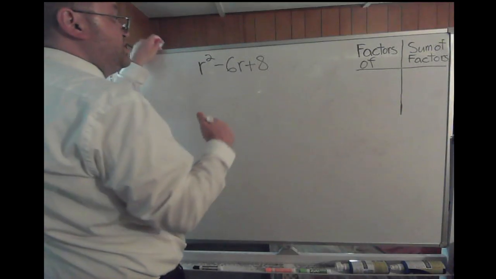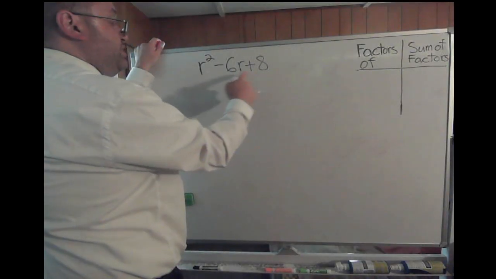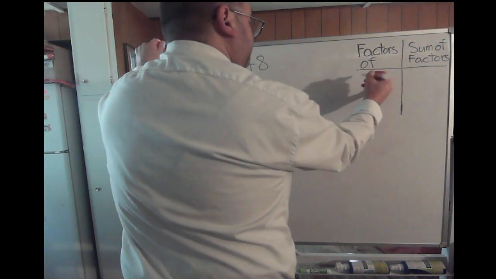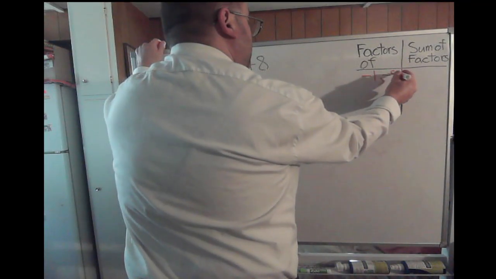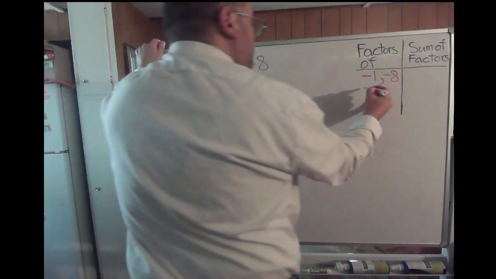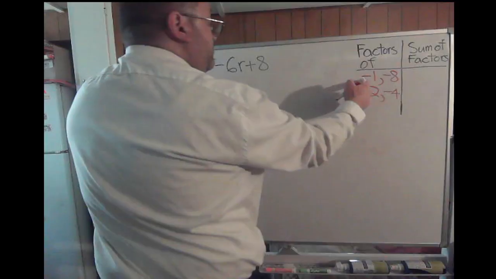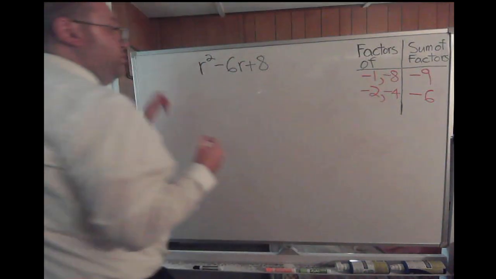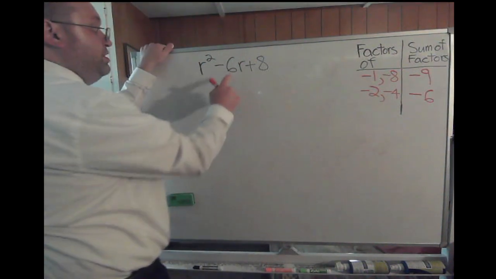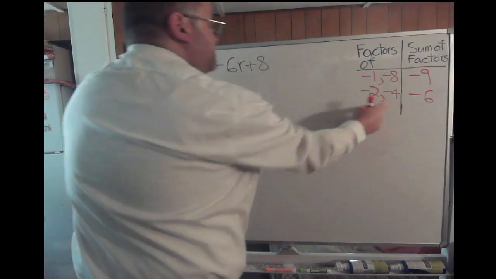So what are factors of 8 that, when you add them together, will give you negative 6? Well, you have negative 1 and negative 8. We want some negative factors. Then you have negative 2 and negative 4. Well, if you add negative 1 and negative 8 together, you get negative 9. You add negative 2 and negative 4 together, you get negative 6. You want to find the factors that'll give you that middle term of negative 6.